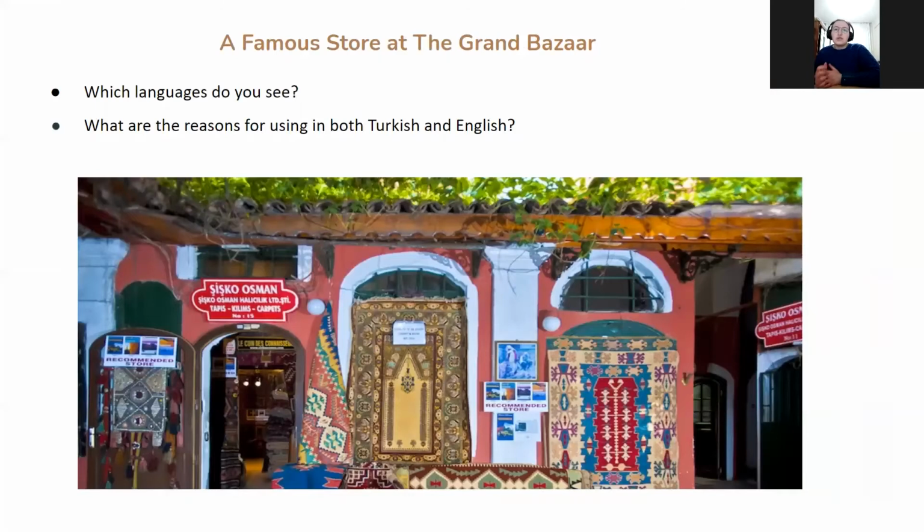And it's another picture from the Grand Bazaar. It's a famous store at the Grand Bazaar. The teacher asks, which languages do you see? And what are the reasons for using both Turkish and English? The students should answer like, it's for tourists. It can be for local tourists and tourists from abroad.